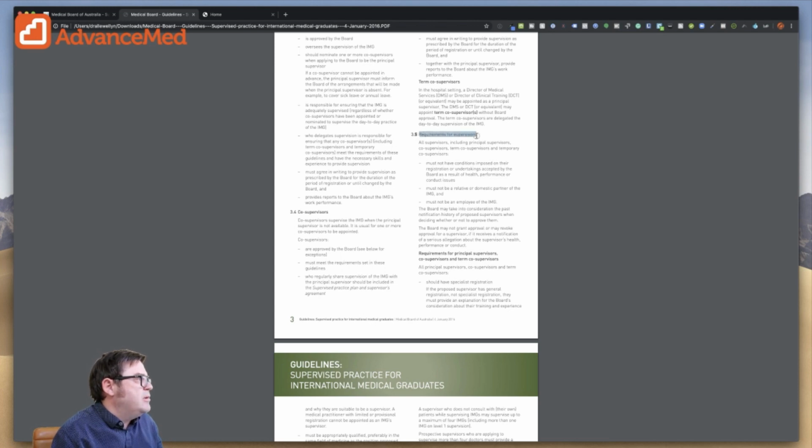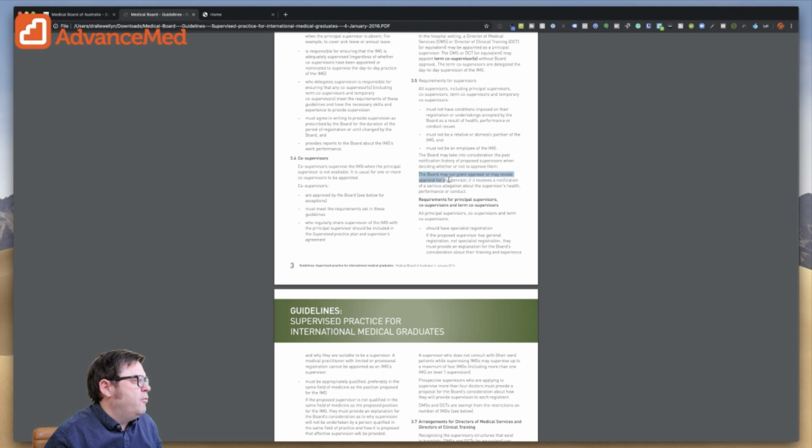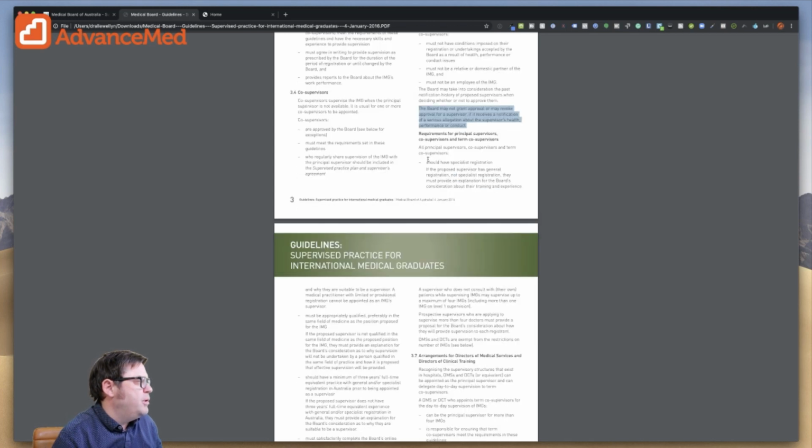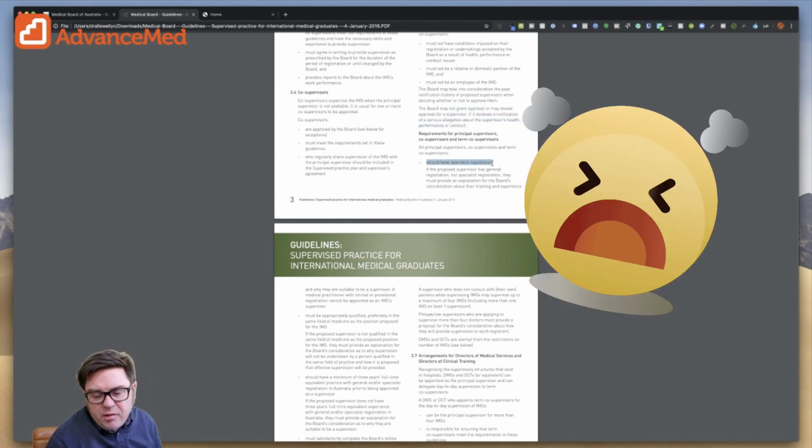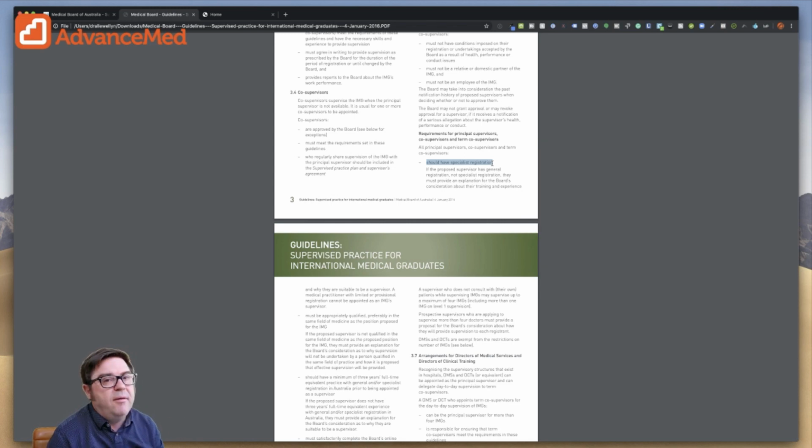The requirements for all supervisors here, these include not having conditions imposed on their registration, and must not be in a relationship with the IMG, must not be employed by the IMG, which makes sense in terms of a conflict of interest perspective, and the board cannot grant approval or can revoke if they receive a notification about it. Requirements for principal supervisors, co-supervisors, and term supervisors: should have specialist registration. Now, this is where I struggle a little bit, to be honest. I think certain doctors who are on the pathway to becoming specialists in this country, say advanced trainees, even basic trainees really, can be taught the principles of feedback and professionalism in terms of oversight of doctors at more junior levels in the hospital. But anyway, they are saying that you have to have specialist registration.